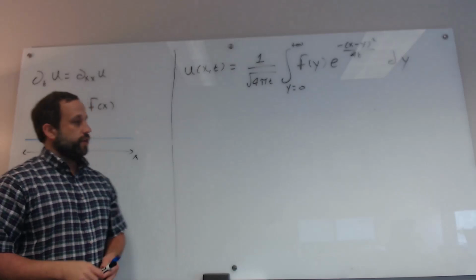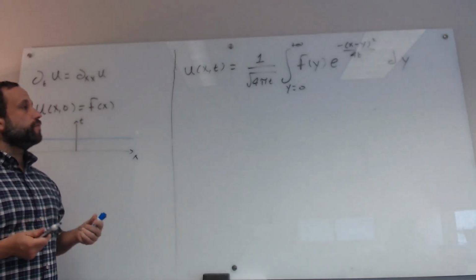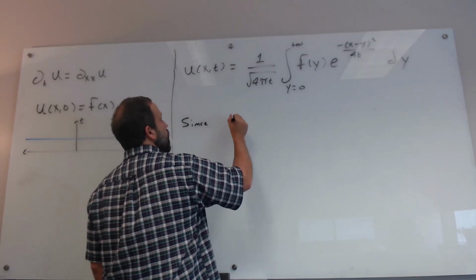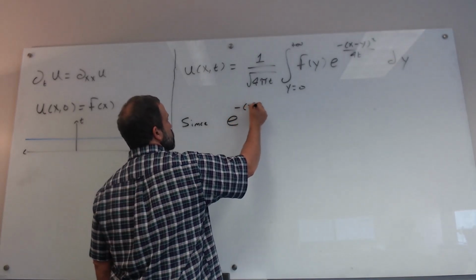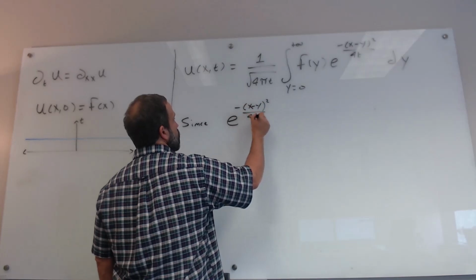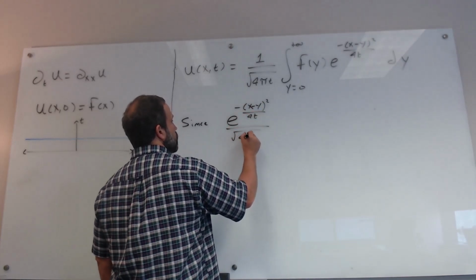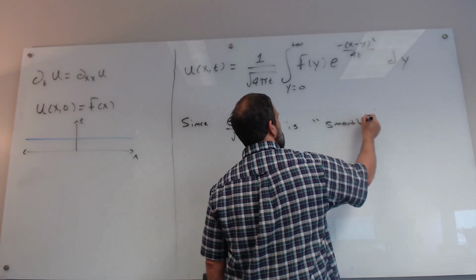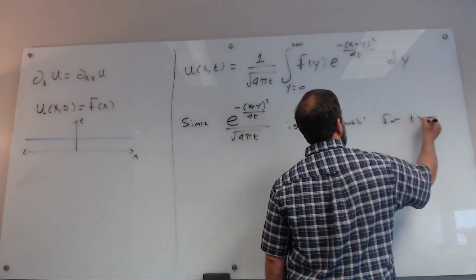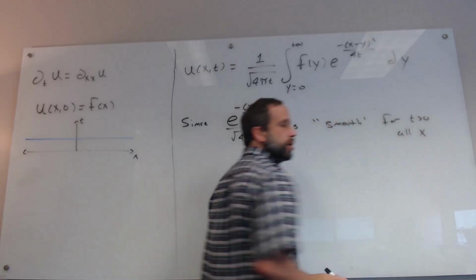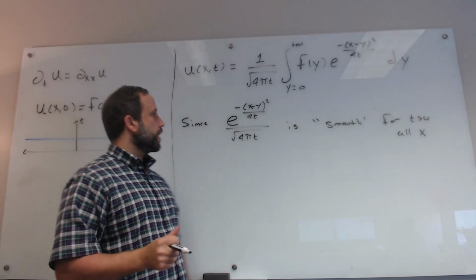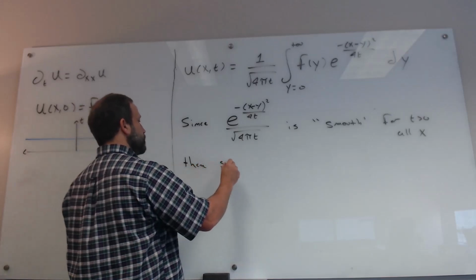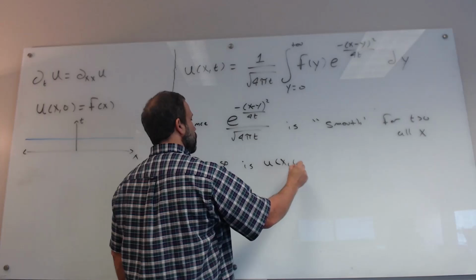Okay, the next thing that I want to talk about or make you aware of is since e to the minus (x minus y) squared over 4t, over the square root of 4 pi t, is smooth for t greater than 0 and for all x, smooth meaning it's infinitely differentiable, okay, so it's smooth for all t greater than 0 and all x, then so is u of x,t.